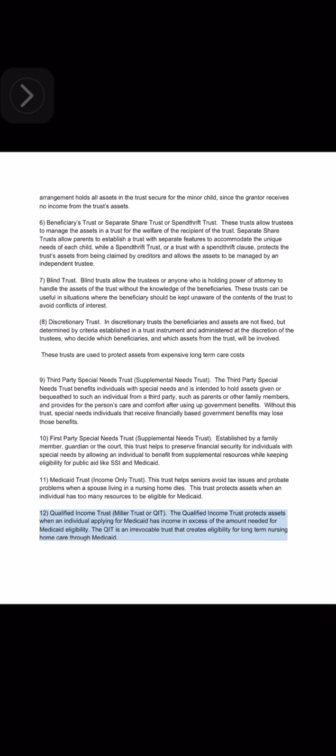12. Qualified Income Trust, Miller Trust or QTIP. The Qualified Income Trust protects assets when an individual applying for Medicaid has income in excess of the amount needed for Medicaid eligibility. The QTIP is an irrevocable trust that creates eligibility for long-term nursing home care through Medicaid.